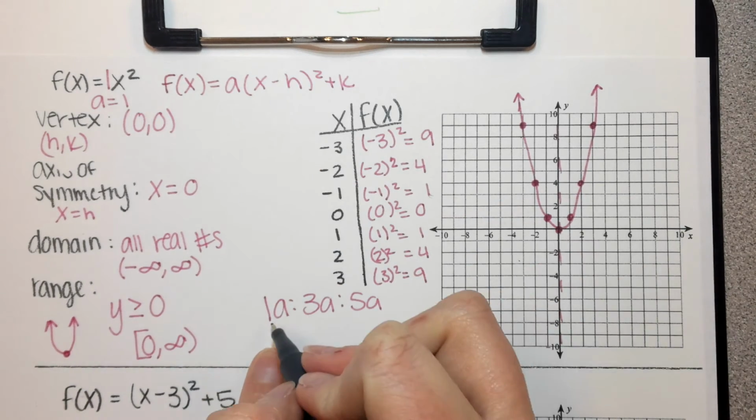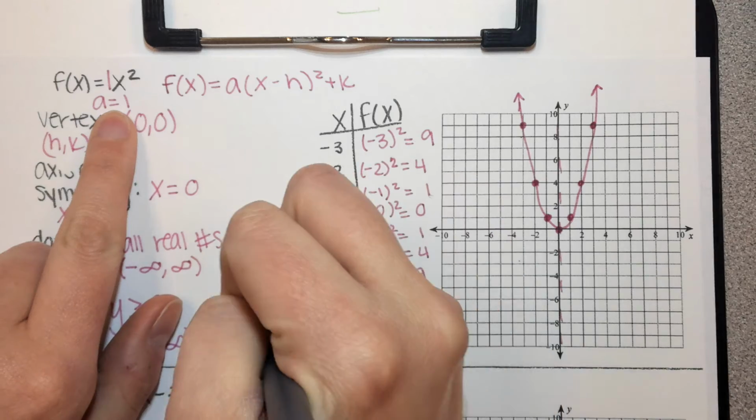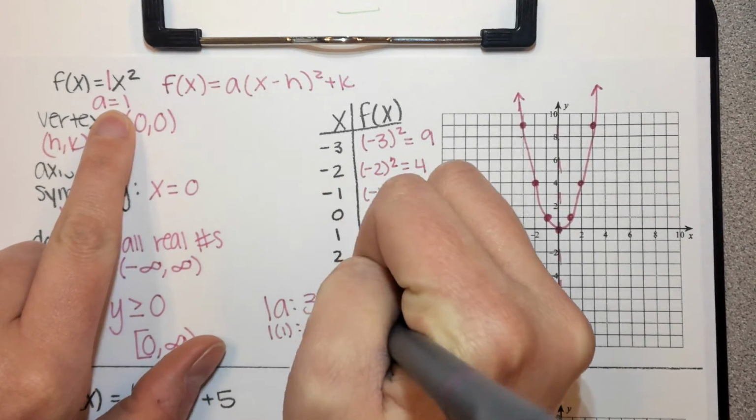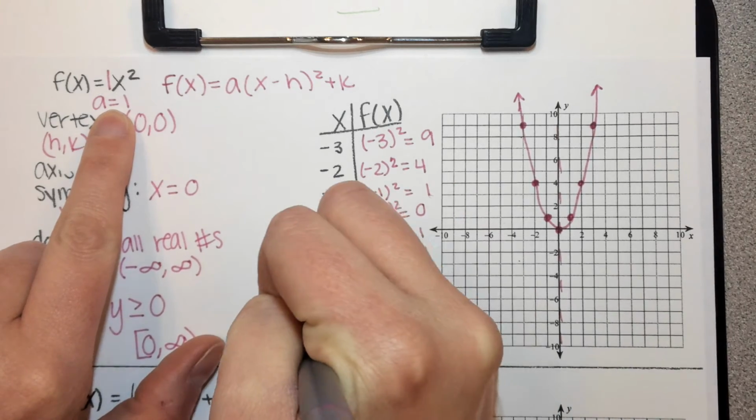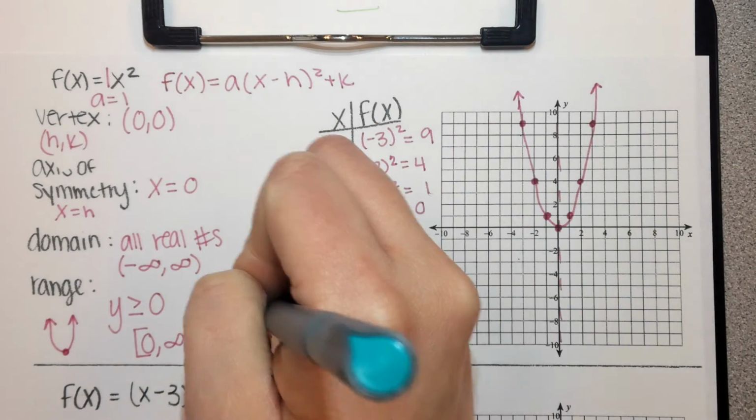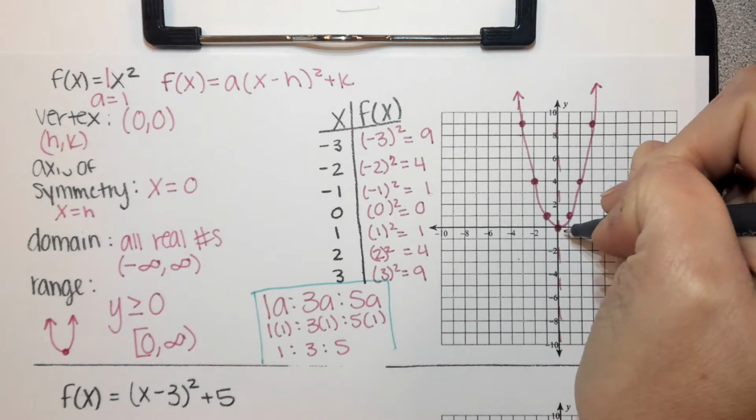So you do 1 times your A. My A is 1, so that's 1 times 1, 3 times 1, and 5 times 1. And that gives me 1, 3, 5. Okay, and I'm going to use a different color just to show you what I'm doing here. So if I use this, I can start at my vertex.